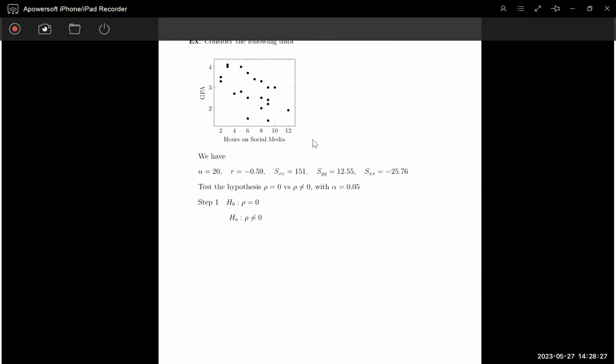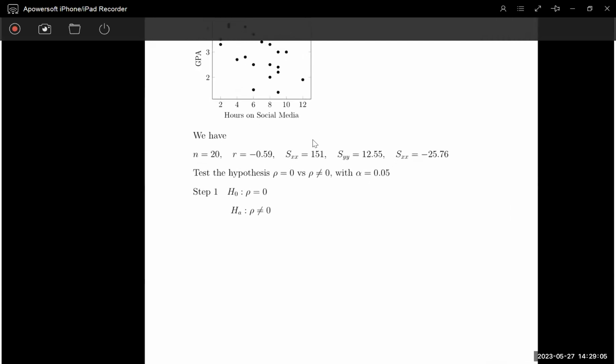Exercise. Consider the following data: hours and social media. We have n is 20, r is minus 0.59, Sxx is 151, Syy is 12.55, and Sxy is minus 25.76. So test the hypothesis. Step one: H0, rho is zero, so no correlation. And this one is a two-tail test.